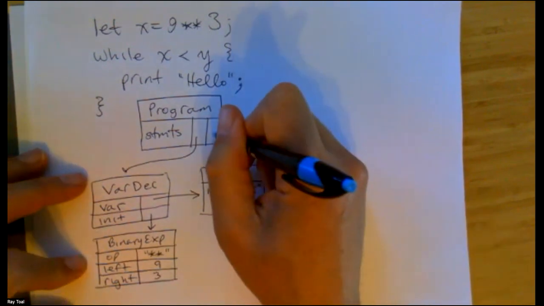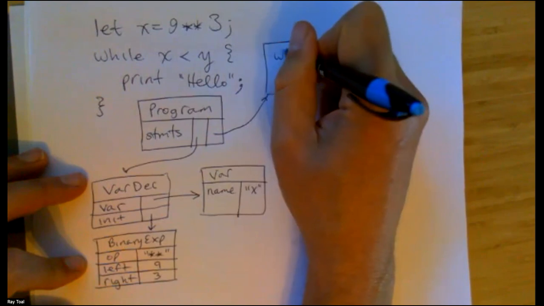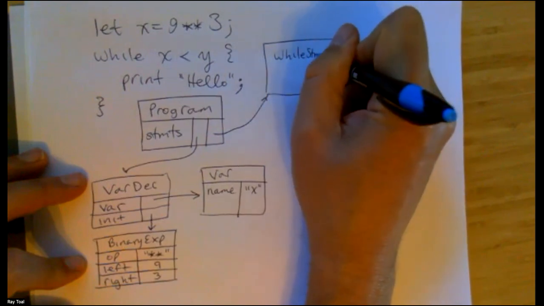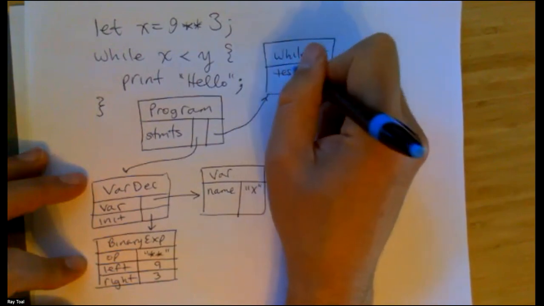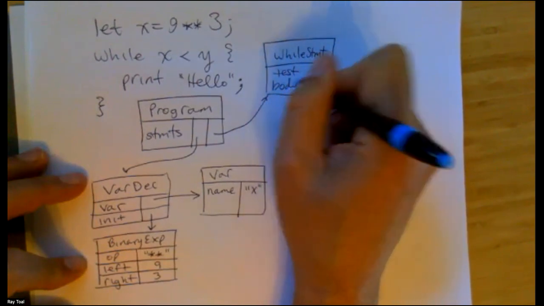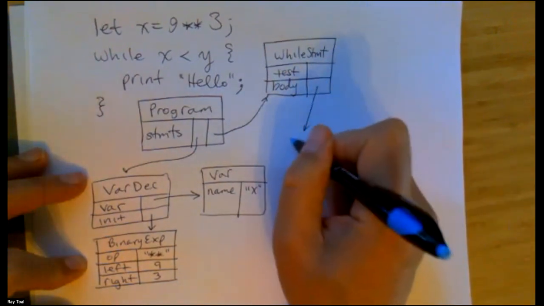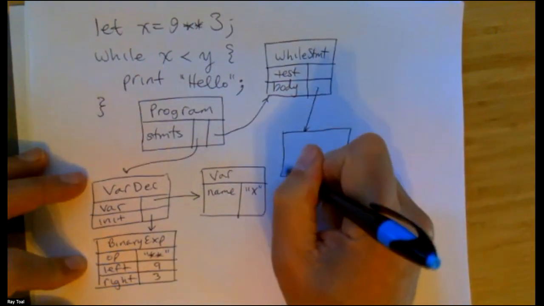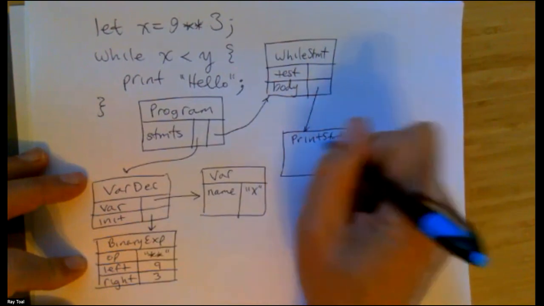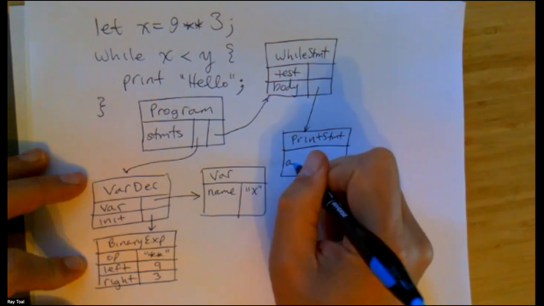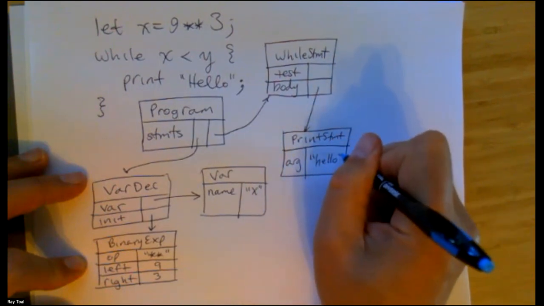The second statement is a while statement. And while statements have a test and a body. The body, we'll do that first, it's a little bit easier, is a print statement whose argument, the thing that we're printing, is the string hello.